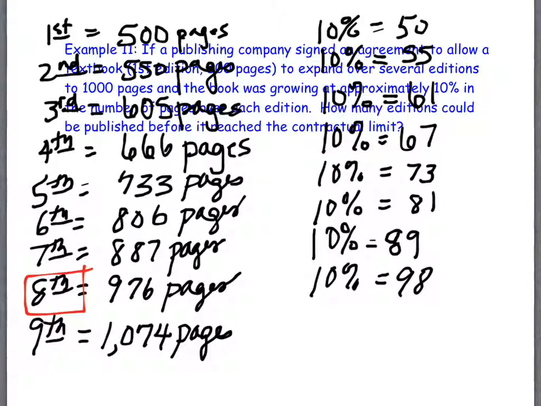Here's the connection I want you to see to what we did. This is actually taking the original 500 pages, and while you guys did 10% every time, what you could have done is you could have actually just taken the value times 1.1. This 10 right here is the 10%. This 1 right here is the 100%. So if you had taken 500 times 1.1, what would you get? 550, which is the second edition of the book.